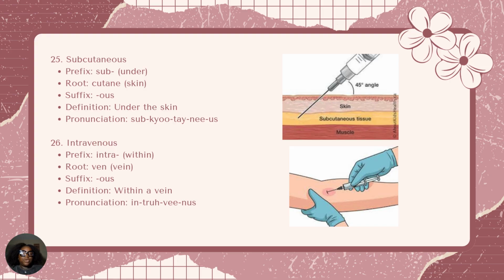Next, we have some skin terms. Subcutaneous means under the skin. This is often used when talking about injections. So sub is under, the root is cutane, which is just skin, and the suffix is us. And then we have intravenous, which is also used when talking about injections, and it means within a vein. Intra means within. The root is ven, which is vein, and then the suffix is us.